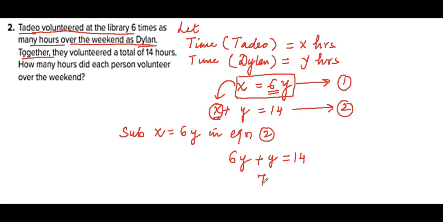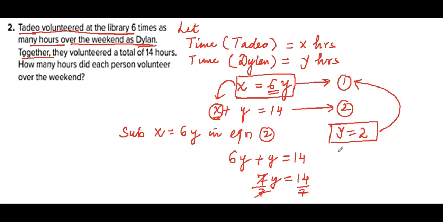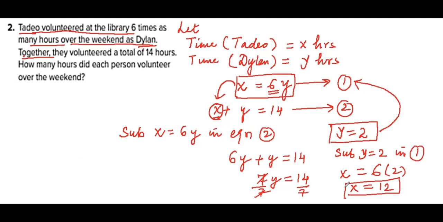So which is 7y is equal to 14. Divide by 7, divide by 7, 7 and 7 cancel out, so y will be 2. 14 divided by 7 is 2. Substitute now y in the first equation. So substitute y equal to 2 in equation 1. What will we get? X is equal to 6y, y is 2, so this is 12. So x is 12. We got x, we got y.